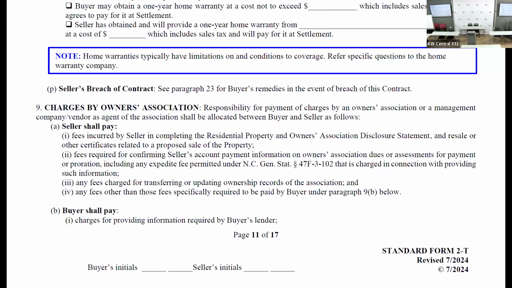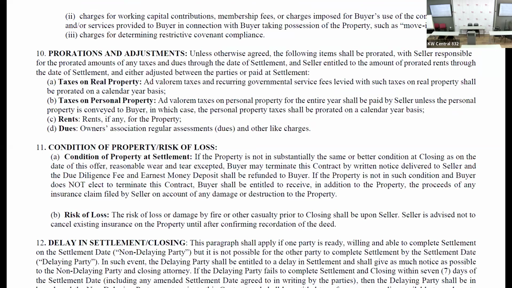clearly defines the charges by owners association, what the seller shall pay, and what the buyer shall pay. Prorations, we know prorations. Condition of property must be in the same or better condition at time of closing, reasonable wear and tear accepted, or buyer may terminate the contract. Tree falls in the middle of the house, then the buyer can say, I'm not buying this. And then they will get their due diligence monies back.